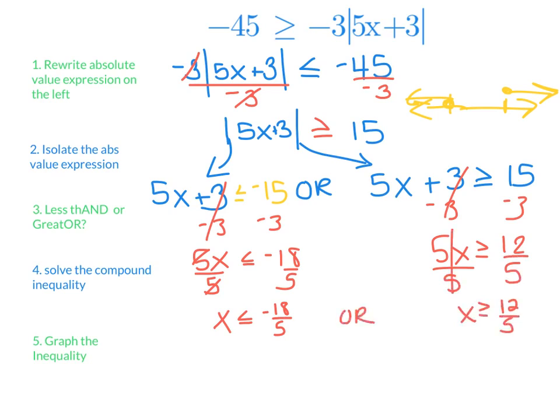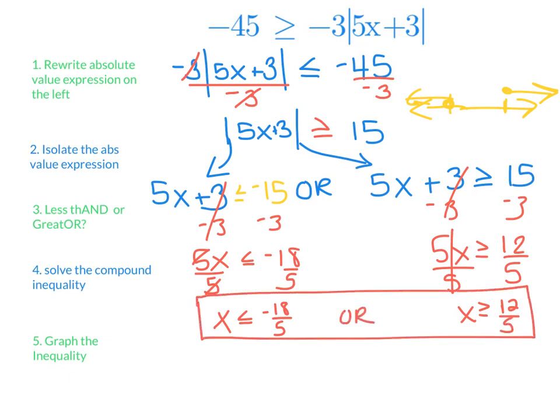So I'm just going to keep my word or in my solution, and I'm going to graph this on the number line. So I'm going to kind of make my number line in a lazy way. Negative 18/5 over here and positive 12/5 here. So my solution set will be closed circle because it's equal to on both, and I'm shading outward. All the values smaller or less than or equal to negative 18/5, and all the values greater than or equal to positive 12/5.